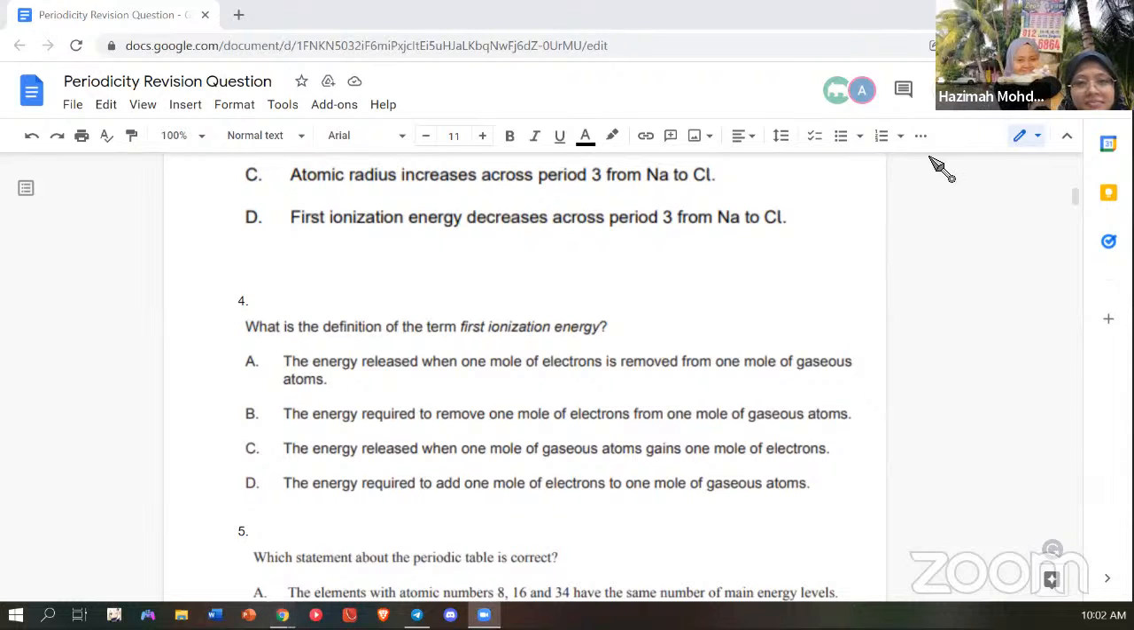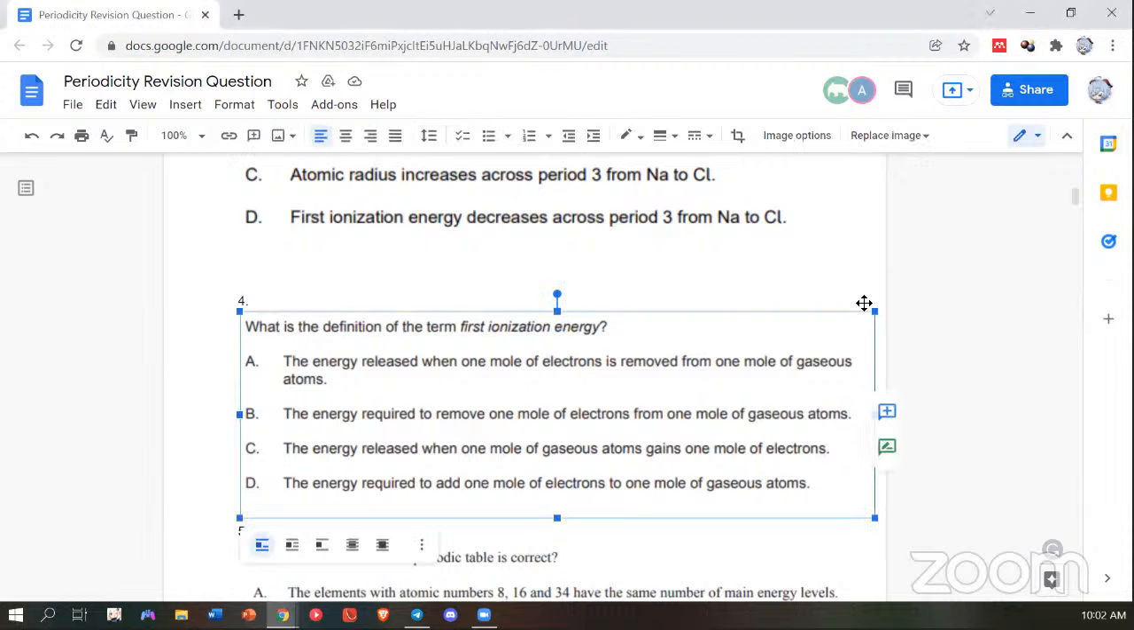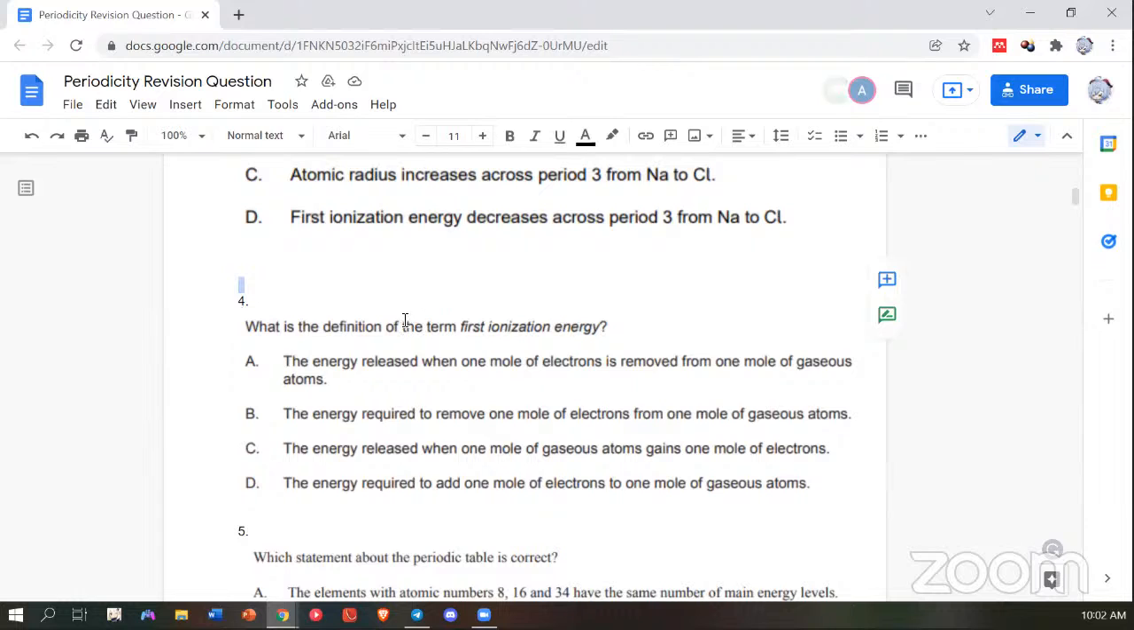Okay. B. Okay, semua pun B. Gitu. Sebab apa? Sebab kalau kita tengok A tu, dia cakap energy release. Tapi kita tak tahu pun dia release ke dia absorb, kita tak tahu. So kita tak boleh cakap yang tu jawapan dia. And then kita tengok C pula. The energy release when 1 mole of gaseous atom gains 1 mole of electrons.